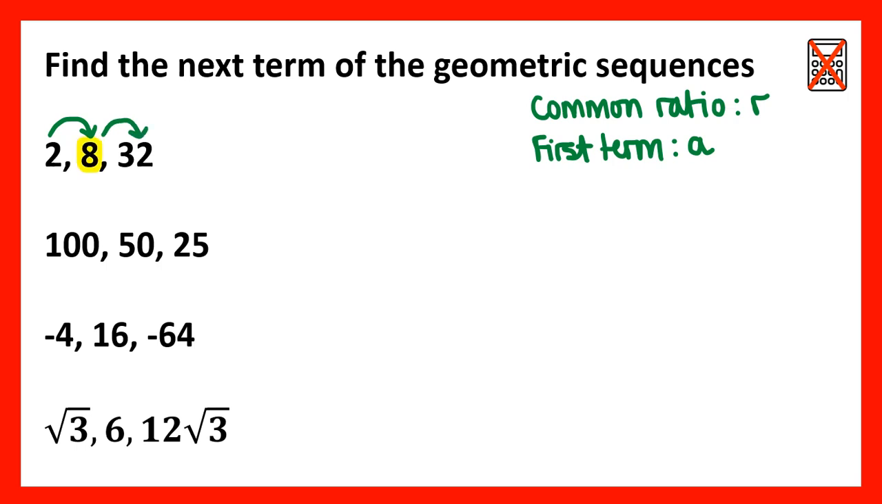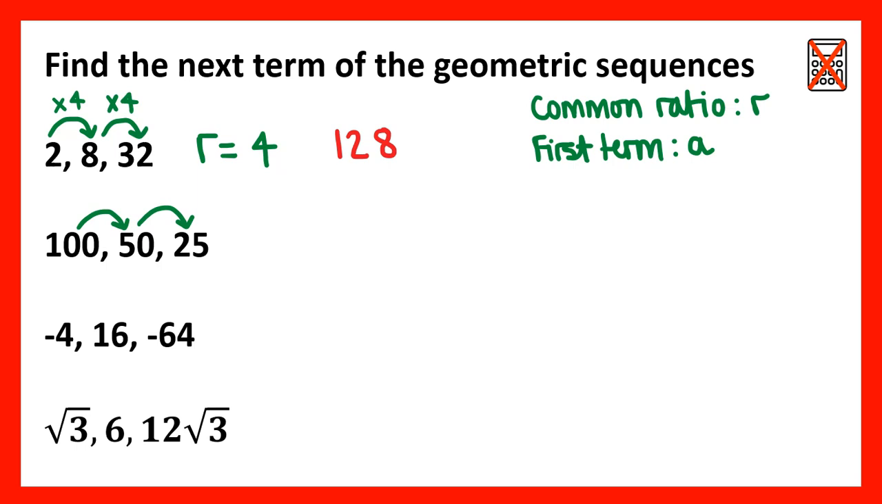We can do this by dividing 8 by 2 to give us 4, or likewise, because it's a common ratio and it will be the same multiplication all the way through, we can use any two consecutive terms and do 32 divided by 8 to also find the common ratio of 4, and therefore the next term will be found by doing 32 multiplied by 4, which is 128.